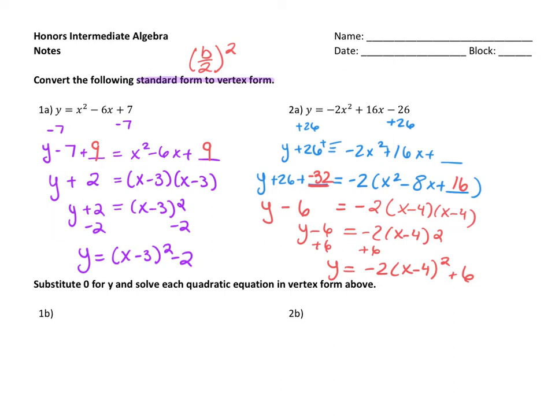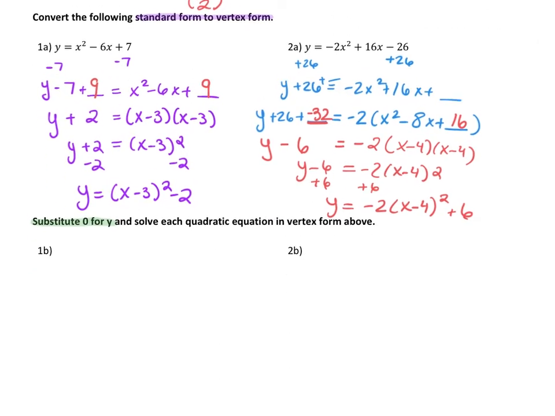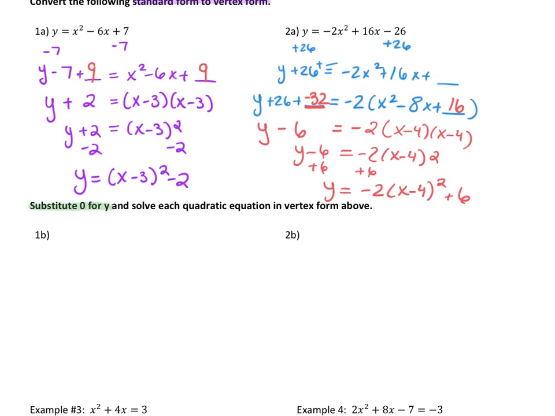Now, when we're solving, the only difference will be that instead of y, I'll have a 0 in the place of y. So what we're going to do is take these now converted forms, and I'm going to plug in 0 for y and solve. So I'm going to have 0 equals x minus 3 squared minus 2. And this should look really familiar because it should look like the problems we did with solving by square root property. So the first thing I'm going to do is add 2. So I'll get 2 equals x minus 3 squared.